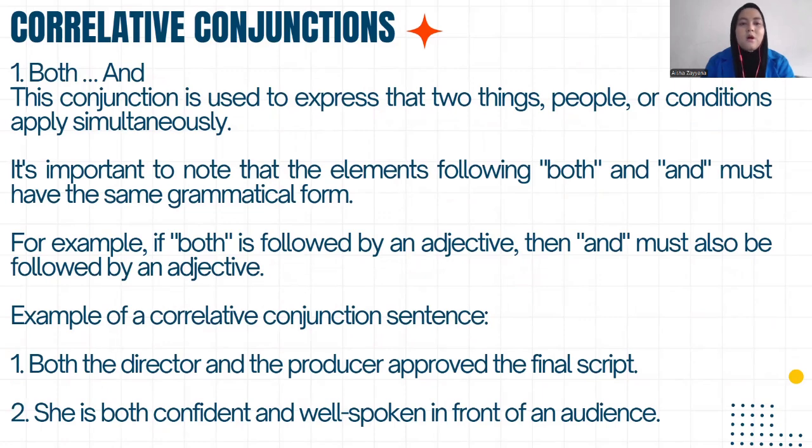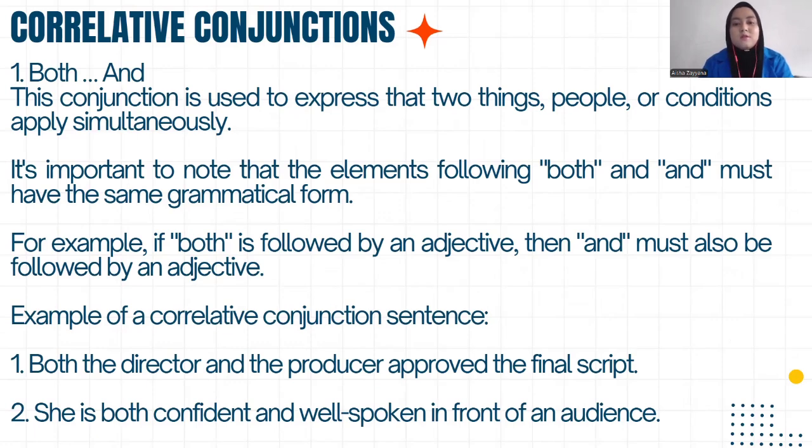For the first one, we have both and. This conjunction is used to express that two things, people, or conditions operate simultaneously. It's important to note that the elements following both and must have the same grammatical form. For example, if both is followed by an adjective, then and must also be followed by an adjective.